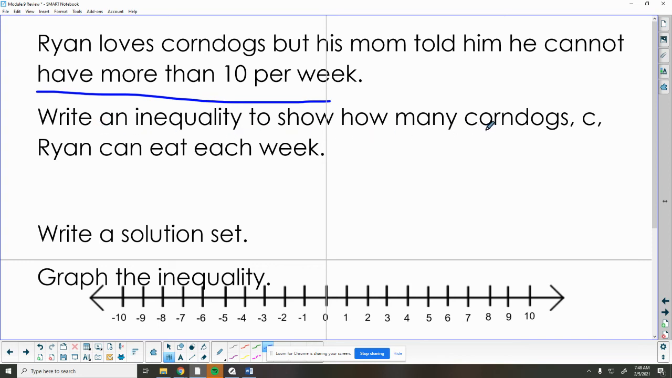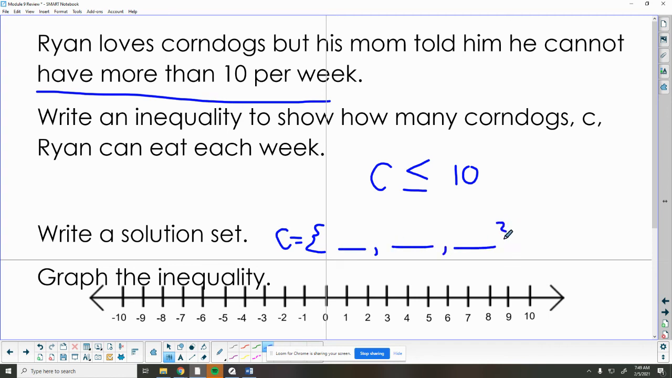So we're going to write an inequality to show how many corn dogs C Ryan can eat each week. So we know we're comparing 10 and C. So here's the corn dogs. And I know it can't be bigger than 10. The corn dogs has to be smaller. So corn dogs is smaller. And it could be 10. You just can't eat more than 10. So we can't even eat 10 and a bite of another one. That's more than 10. Can't eat 11. That's more than 10. Can't even eat 10 and a half. Okay. He could eat 10 because that's not more. That's exactly 10. He could eat 9, 8, any of those. So go ahead and create a solution set.